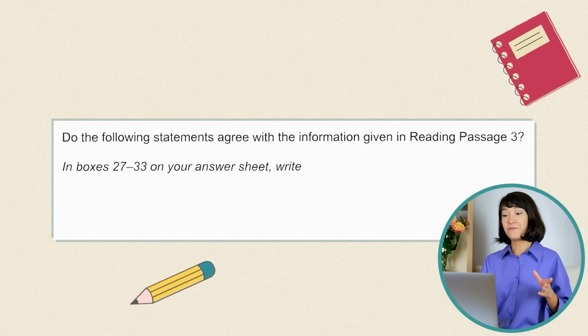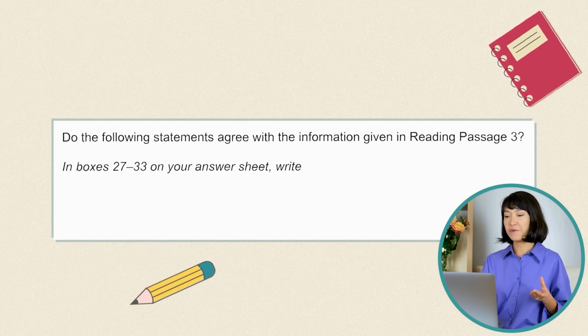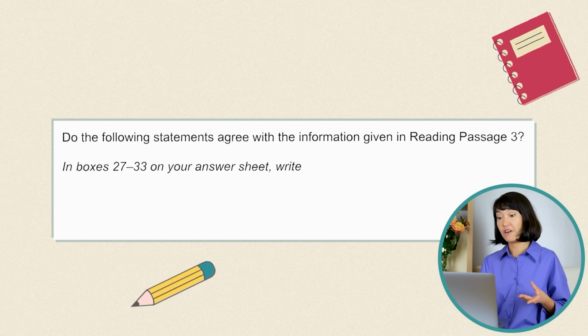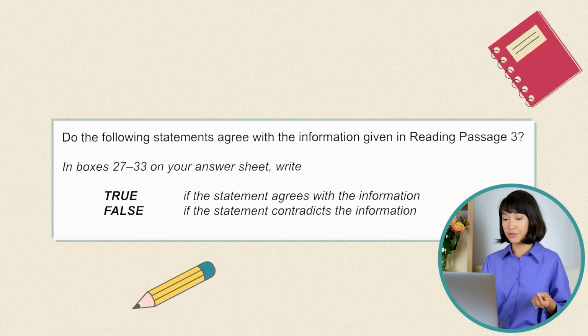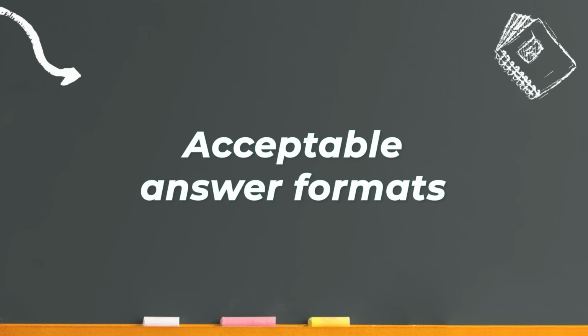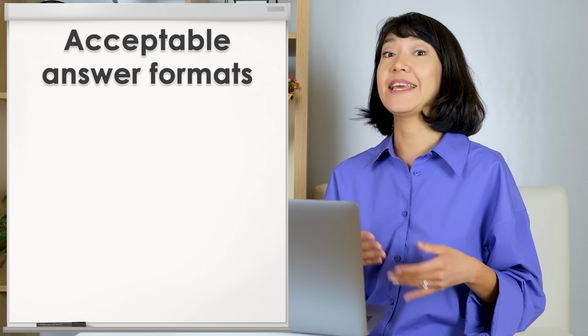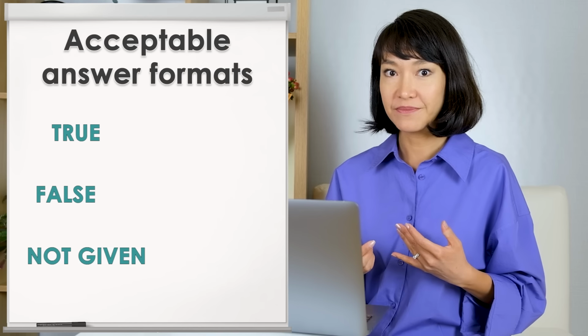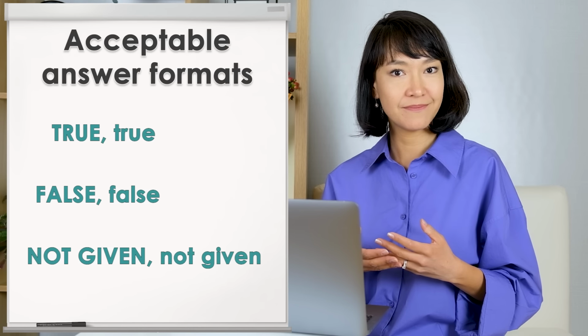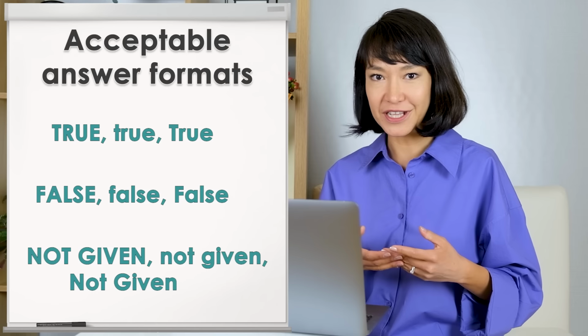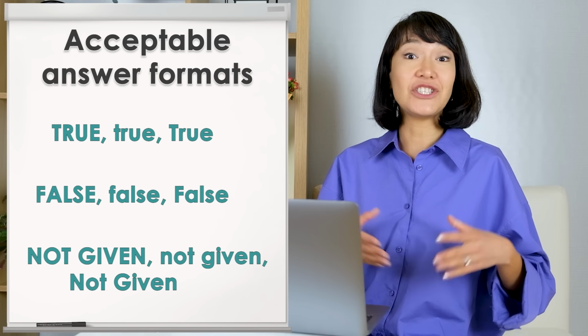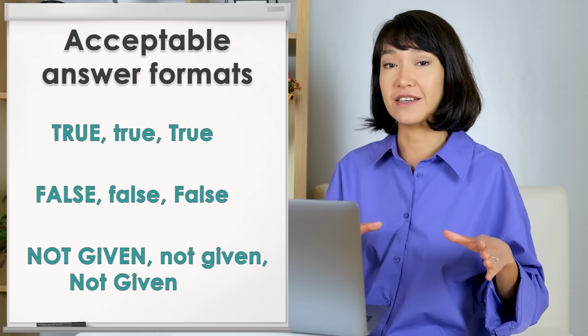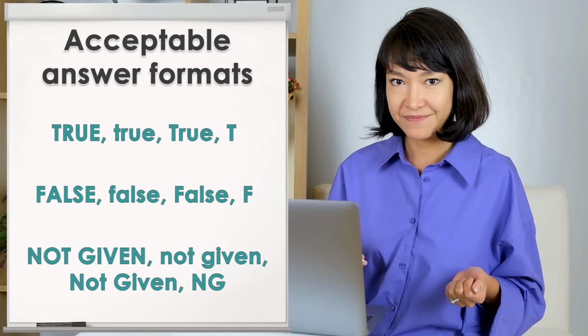Let's start with some quick and easy wins. The task reads, do the following statements agree with the information given in the passage? Answer, true, false, not given. So which answer formats are acceptable? You can write your answers in capital letters like in the task, or in small letters, or capitalize the first letter. Or actually, you can just write the first letter, T, F, and G.